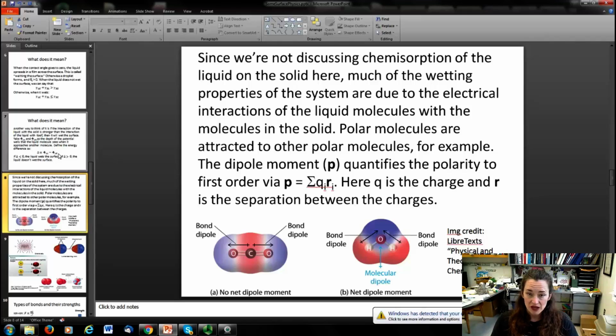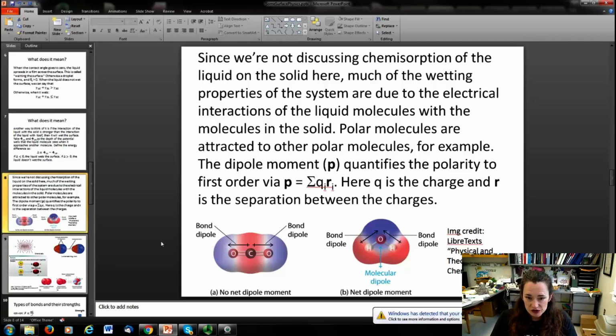So you set P equal to the sum of the vectors that point between the charges, the separation of charges, times the distance of the separation of charges. So you have your charge times the separation between those two charges, and you sum over all of that for your entire molecule. Okay? So Q is a charge and R is the separation between those charges.